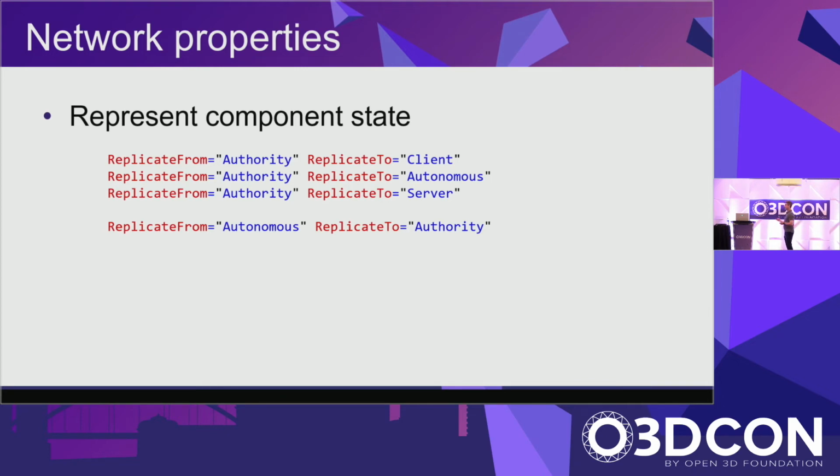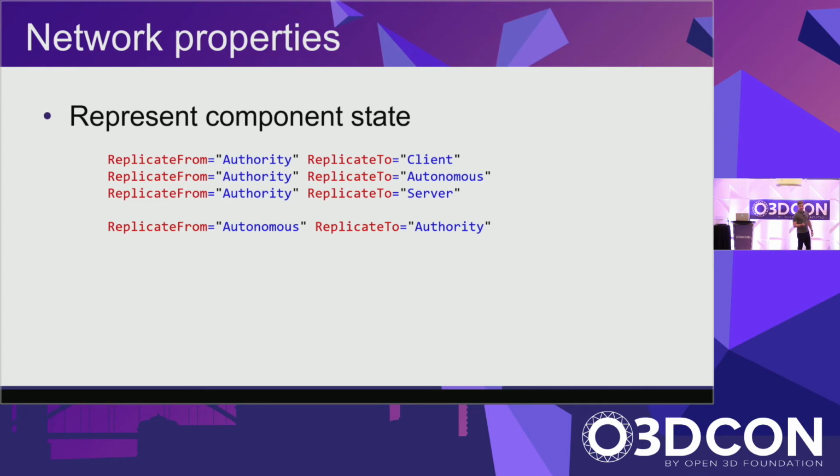The last one here, autonomous to authority, is pretty special. We use it mainly for client metrics. If you want the server to know about the frame rate, the memory usage, VRAM usage, metrics about your client's status, so that your server can monitor the health of your game as you deploy new content and new patches, this replicate from autonomous to authority allows you to use the same delta replication mechanisms that the rest of our game state uses to replicate that state back up to the server.